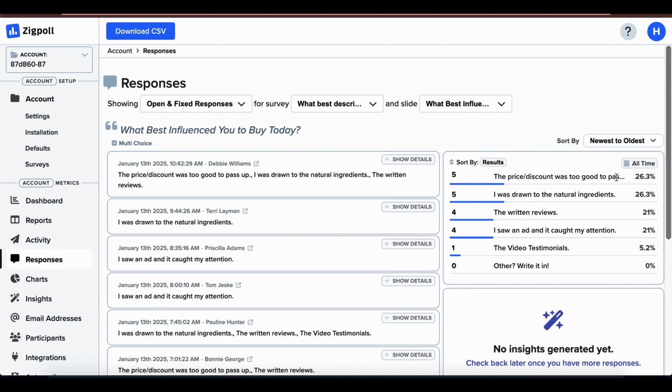So you guys can see that the discount has a huge... what do you call it? A huge influence on how people buy.